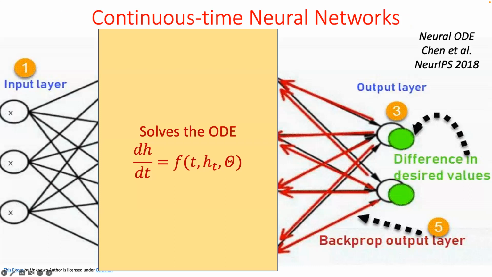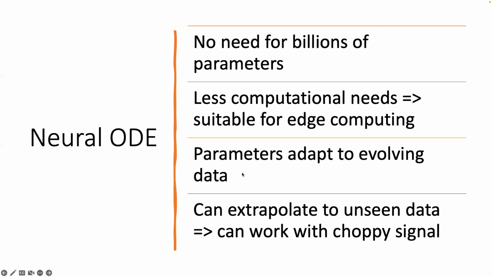The hidden state H is now continuous in time, right? We replaced all the hidden layers with this differential equation. We solve the differential equation with respect to the parameters, we are done. So that means there is no need for billions of parameters. There are no longer billions of neurons in the hidden layers. It's all a continuous differential equation that we are going to solve. So there's no need for billions of parameters. Then there are fewer computational needs.